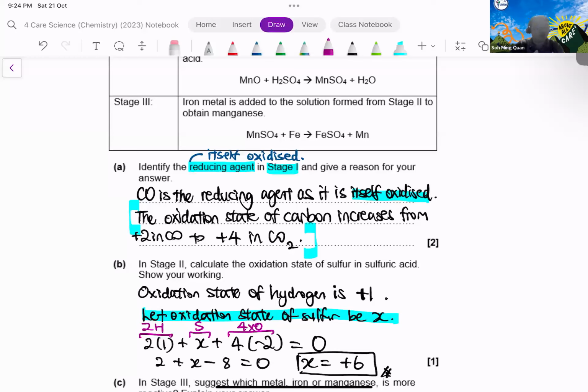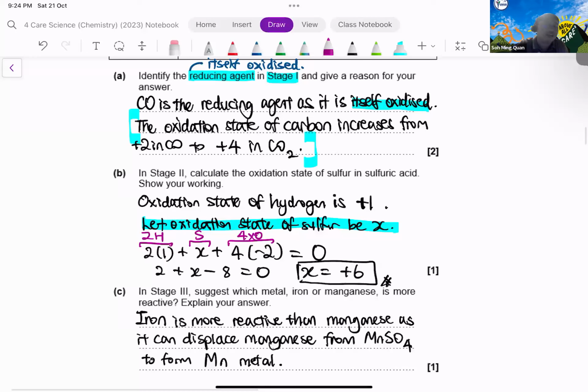Finally, in stage 3, suggest which metal, iron or manganese, is more reactive. I think it's quite straightforward. We just went through displacement. So you know that from stage 3, you can clearly see iron is more reactive than manganese because it can displace manganese from manganese sulfate to form manganese metal. All right. So I believe you can do stage 3 quite easily.